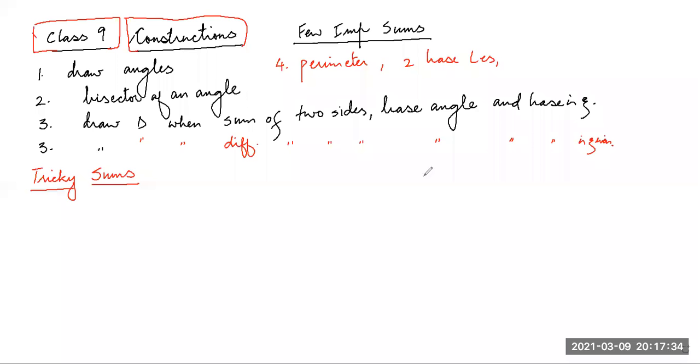Yes, students. Today we will discuss the complete chapter of constructions, class ninth. We will learn how to draw angles, the bisector of an angle, and how to draw a triangle when the sum of two sides, base angle and base is given, then when the difference is given, and then the perimeter, and a few tricky multiple choice questions. Okay, students. So number one, how can we draw angles?